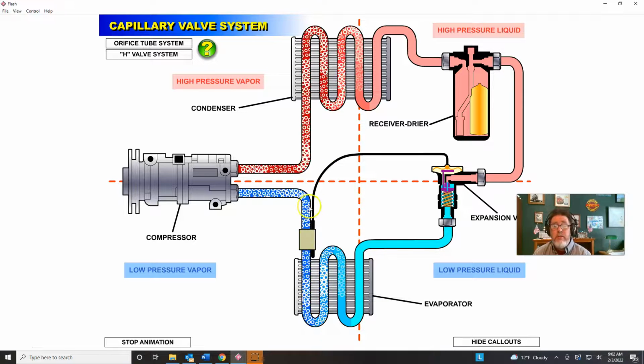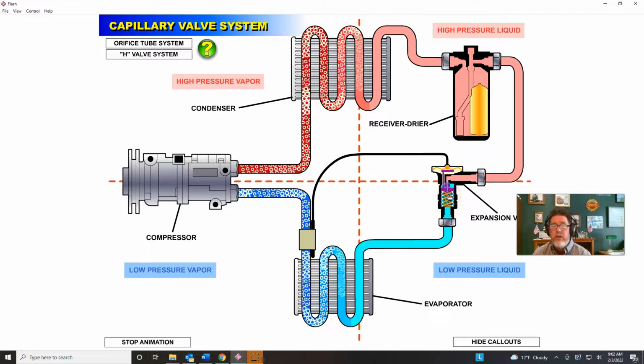So it's a feedback system, and the expansion device is constantly opening and closing, trying to get the perfect amount of refrigerant going through the evaporator, so all the refrigerant vaporizes before it exits the evaporator, because again, we don't want any liquid going to that compressor.